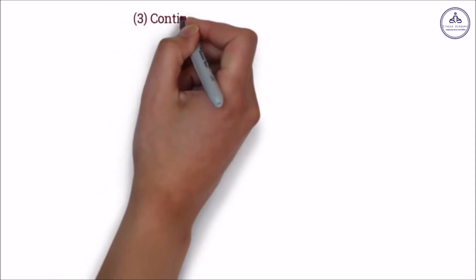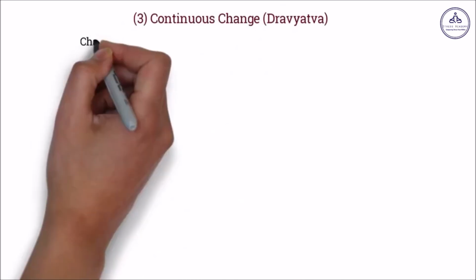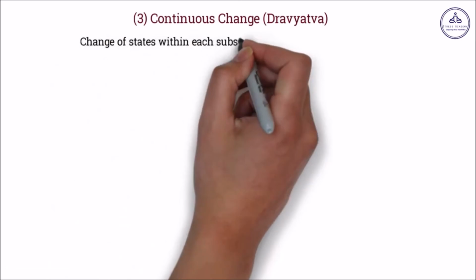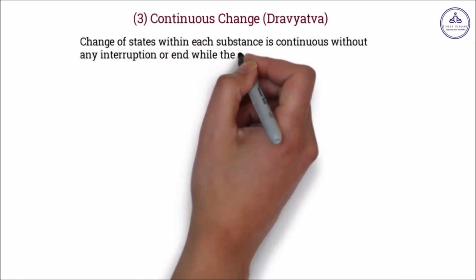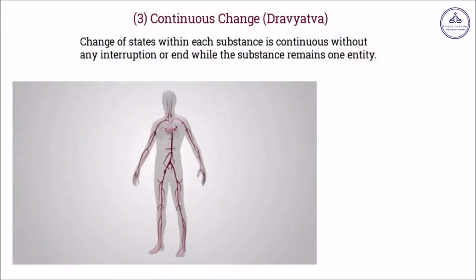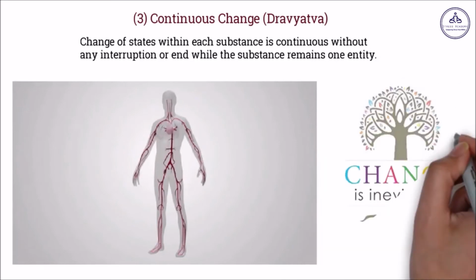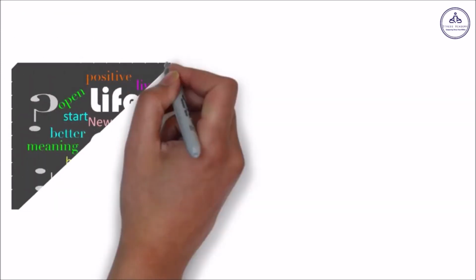3. Continuous change, or dvavyatva, is an attribute of a substance by which the change of states within each substance is continuous without any interruption or end, while the substance remains one entity. All living bodies are undergoing physical changes every moment, such as blood flowing through the veins, neurons transmitting signals, and the like. This means that change is inevitable.